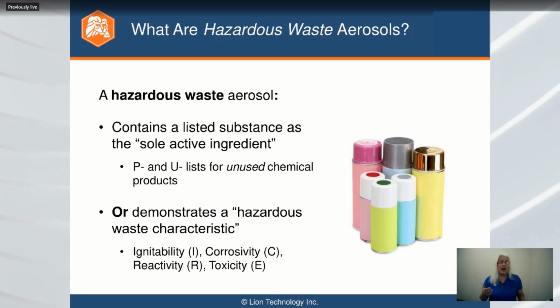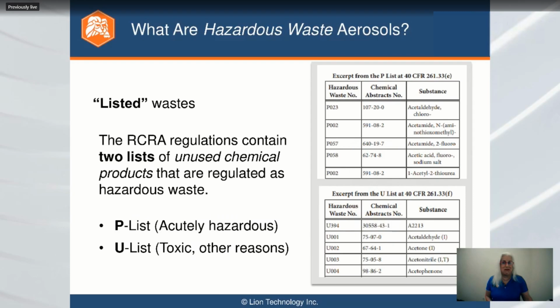The other way that something can be a hazardous waste is, does it exhibit one or more of the four characteristics? And those are ignitability, corrosivity, reactivity, and toxicity. And very often our propellants are ignitable, all right? Okay, so let's look at the listed waste codes here.